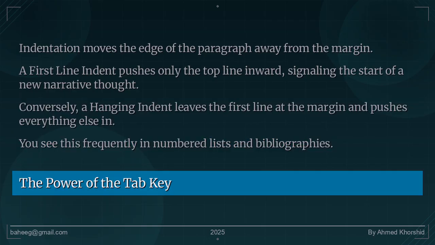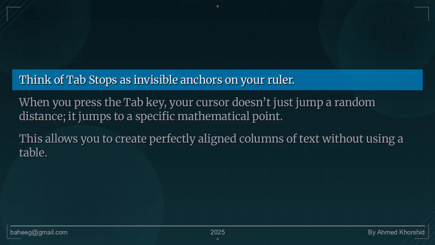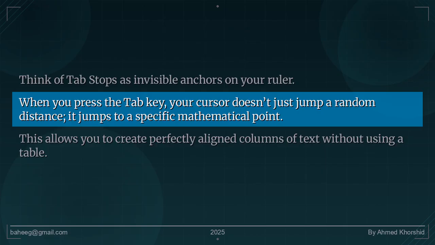The power of the tab key. Think of tab stops as invisible anchors on your ruler. When you press the tab key, your cursor doesn't just jump a random distance, it jumps to a specific mathematical point.